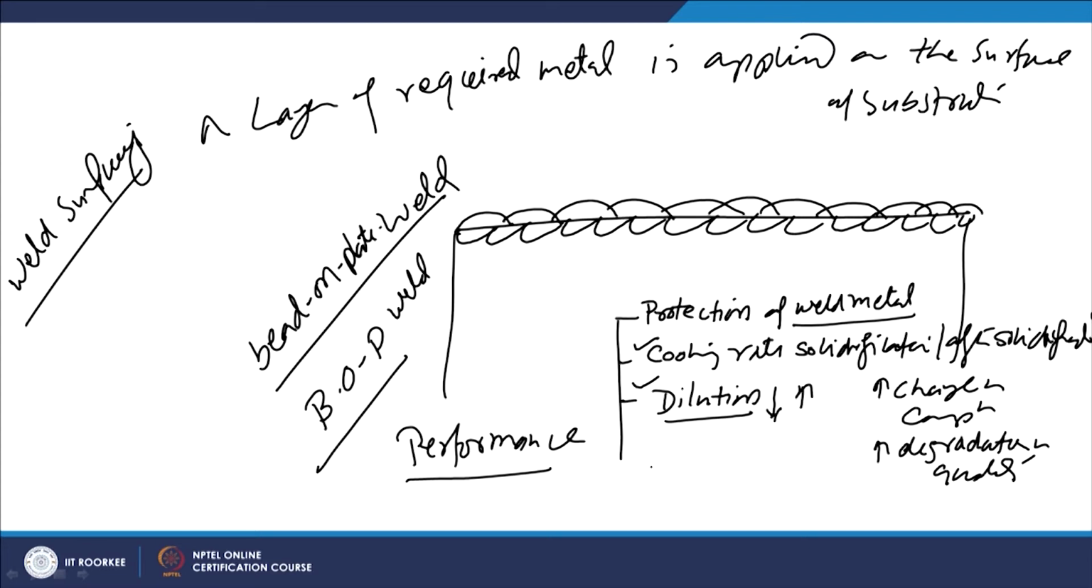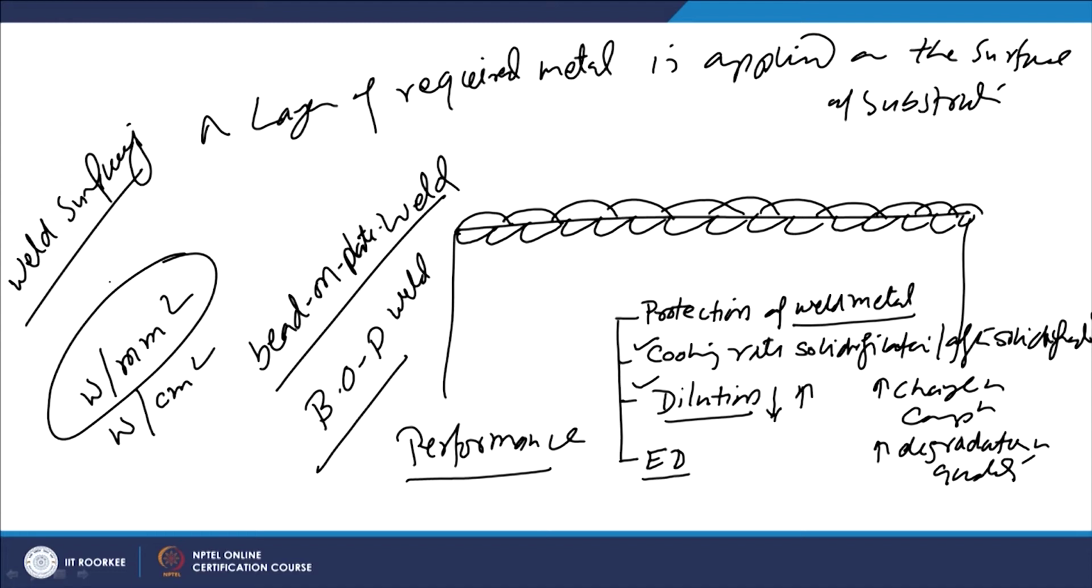Dilution and the cooling rate, both, to a great extent, are influenced by the energy density associated with the welding process being used. So, in general, how much energy is being applied over a unit area. That we express in terms of watt per mm square or watt per centimeter square. Mm square is the more commonly used unit. So, over a small area we are applying a large amount of energy, or over a large area we are applying the same amount of energy.